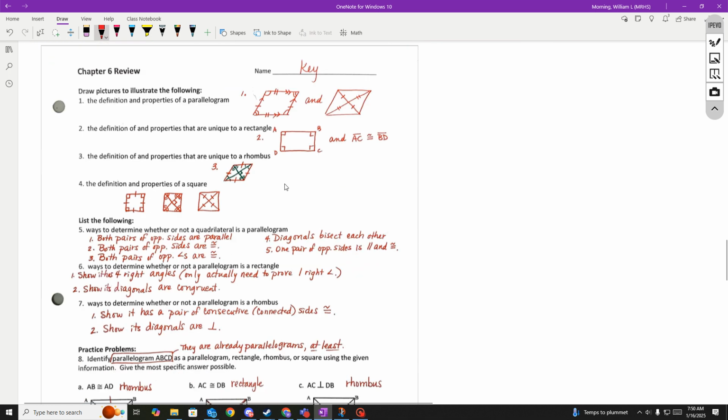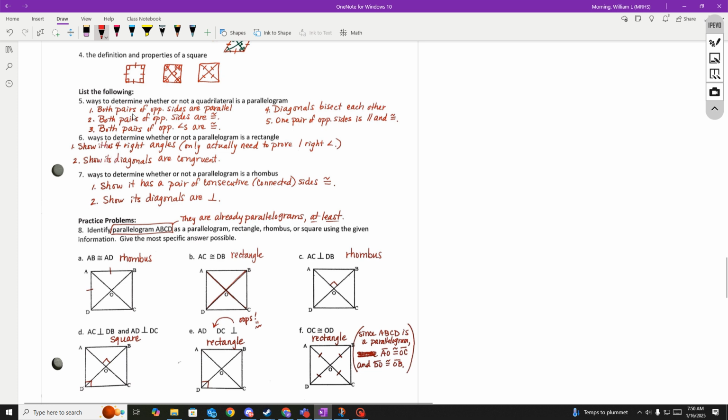If you look at the key here, five ways: Number 1, you can show that both pairs of opposite sides are parallel. You can do that using a slope. Number 2, both pairs of opposite sides are congruent. You can do that using the distance formula or the Pythagorean theorem. Number 3, both pairs of opposite angles are congruent. That one's a little bit harder to do, but if you're given numbers, you can do that one. Number 4, diagonals bisect each other. You can do this by finding the midpoint for the diagonals.